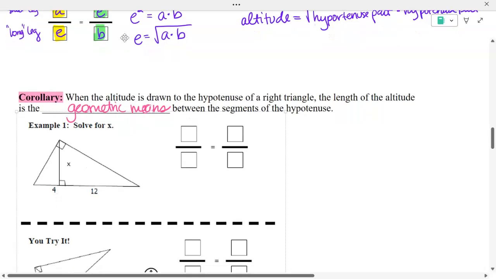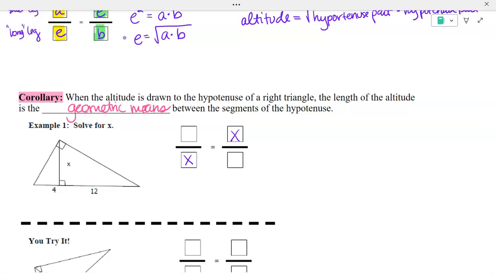So they give us an overall right triangle, and they tell us here this altitude. We see that it does form a right angle with the hypotenuse. So we've got to solve for x. So again, we know that x is going to be the geometric mean. Because it's the altitude, we can put it in the mean spots. And then it's the geometric mean between the two segments of the hypotenuse. So one of the segments is 4 and the other is 12. And then we've got something pretty easy to solve.